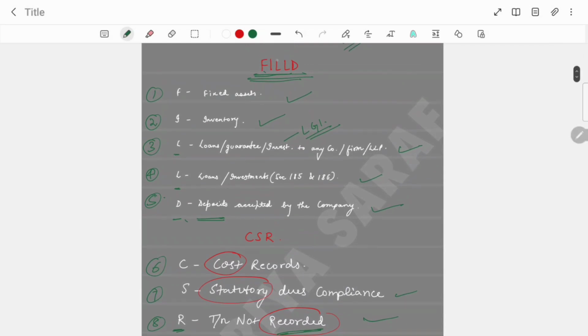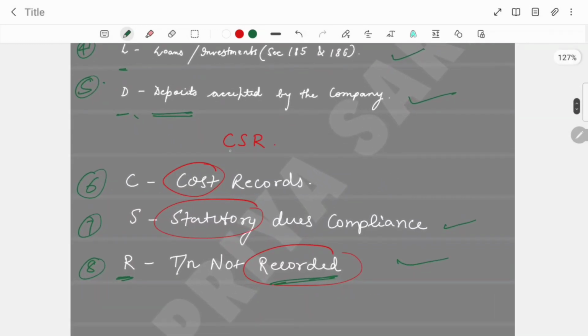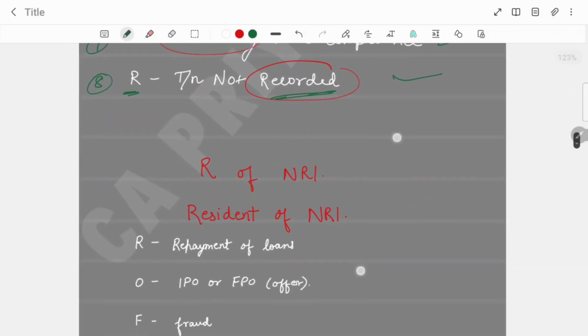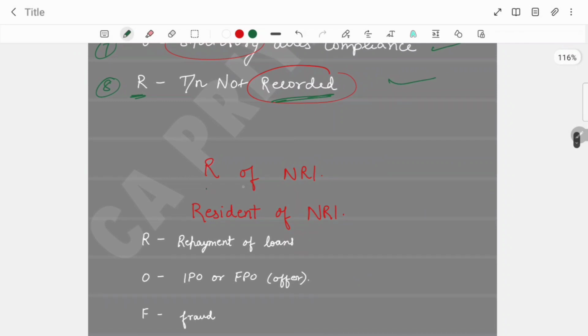Now if we revise FILLD and CSR. From F it is fixed assets, from I it is inventory, from L loans, guarantee, investments, from L again loans and investments, from D deposits. Now if we revise CSR, from C it is cost records, from S it is statutory dues, from R it is transactions not recorded.